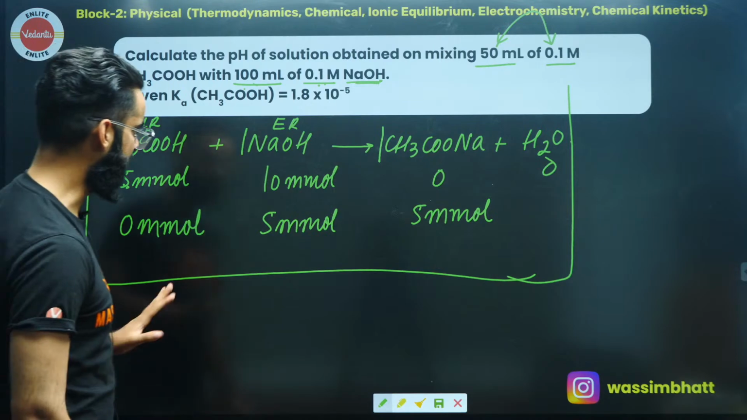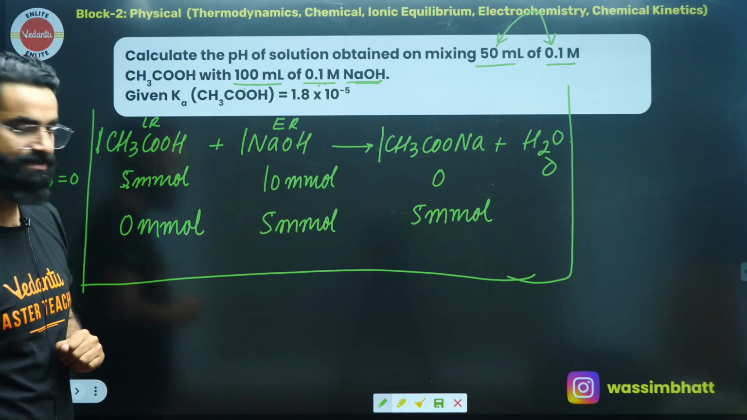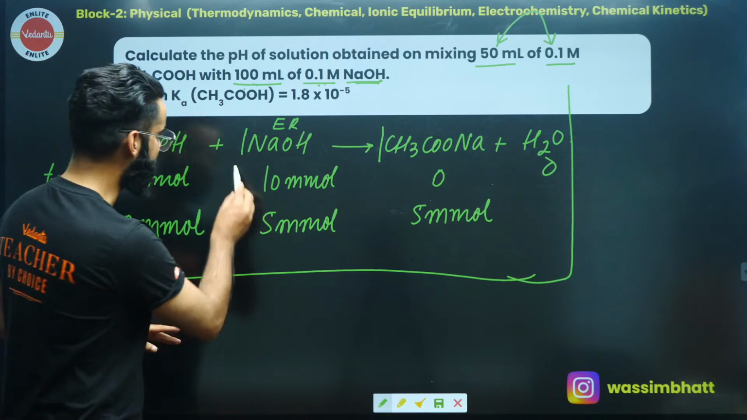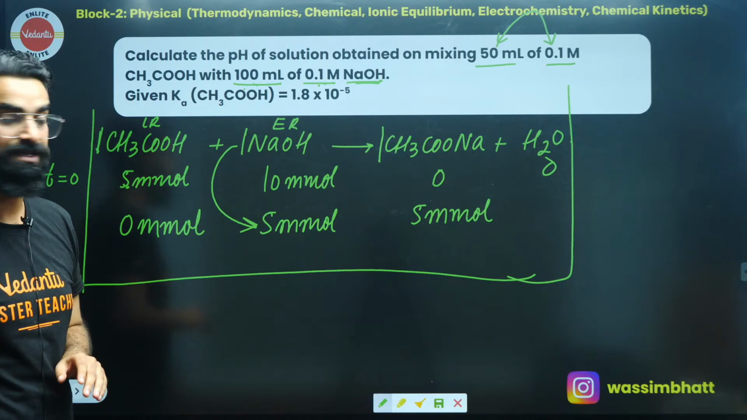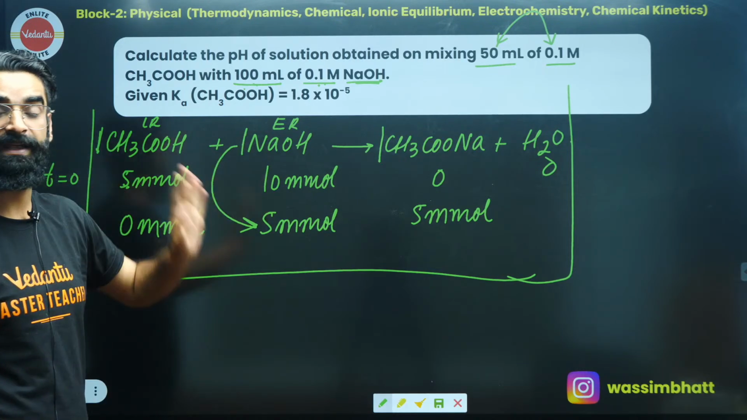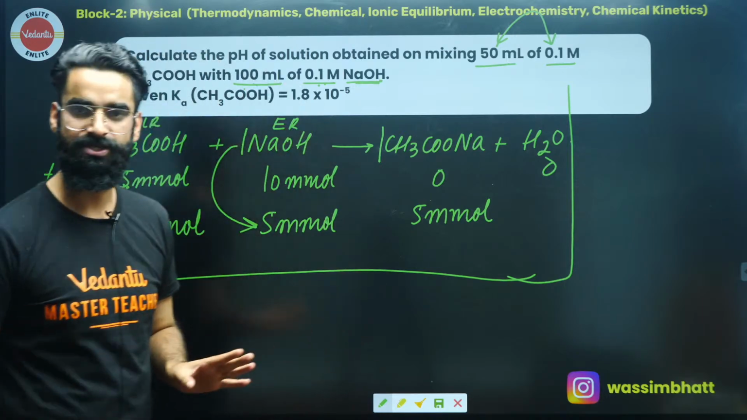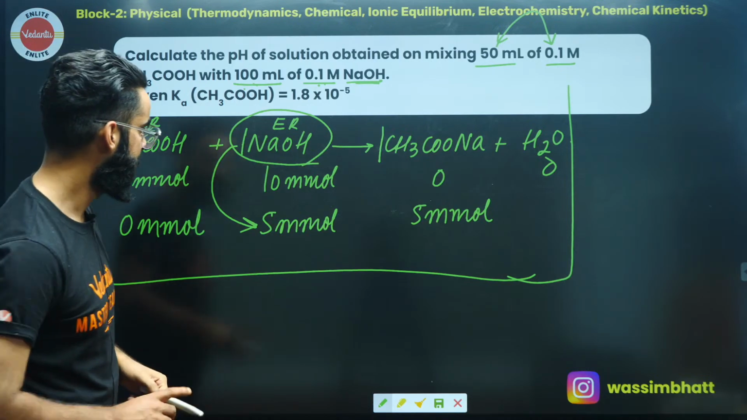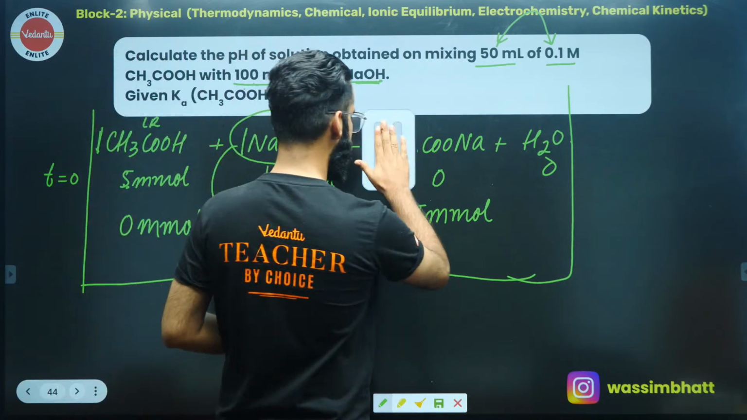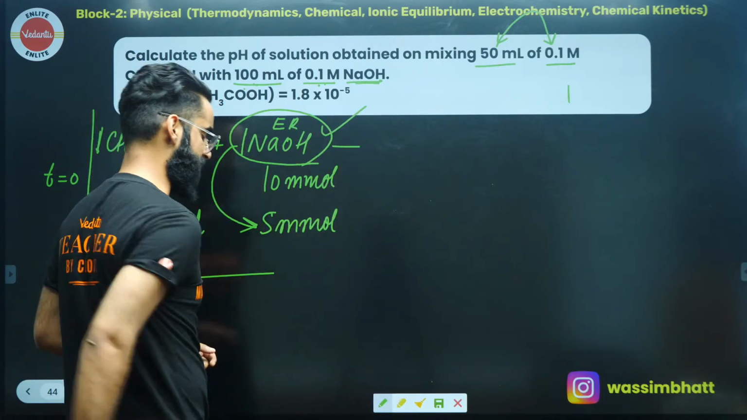Now, my dear people, have a look. What is there in the final solution? Just check it out. The final solution is containing a strong base, NaOH. 5 millimoles of NaOH in the container. So the resulting pOH as well as pH will be decided by this strong base. So the final pH of the solution will be decided by this strong base, right?